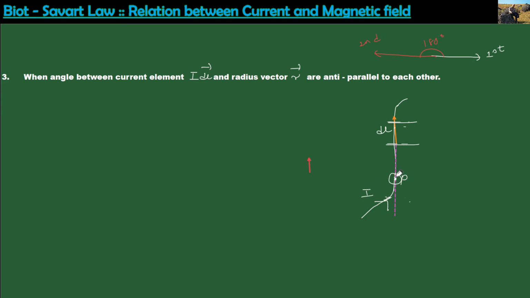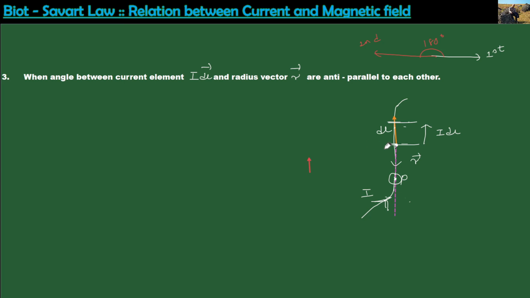This is the point P. So this will be the direction of I, this will be the direction of I dl. I dl should be in the same direction as I. And then this is the point P. From this current element downwards, that will be our radius vector r, which means from this point up to this point, that will be r bar. So our r bar will be in what?